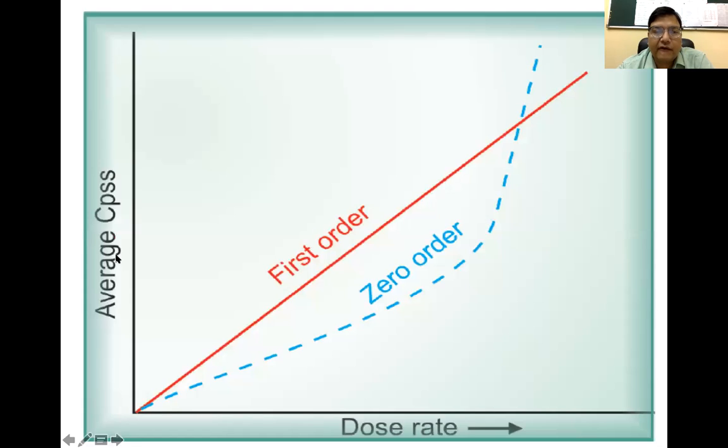So if we plot a graph of the plasma concentration at steady state with the dose rate, we get a straight line with first order kinetics. But with zero order kinetics, when the dose rate is high, the plasma concentration is going to rise very quickly, very sharply, so the chances of toxicity are very high. This is because the rate of elimination is saturated. That means the rate of elimination is not going to increase with the increasing concentration.